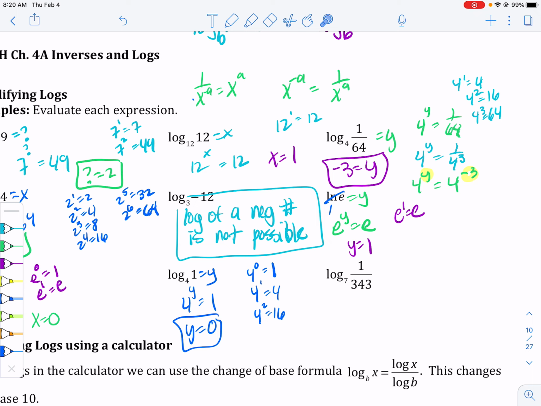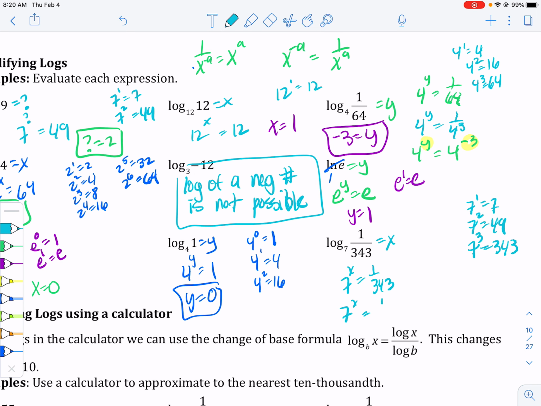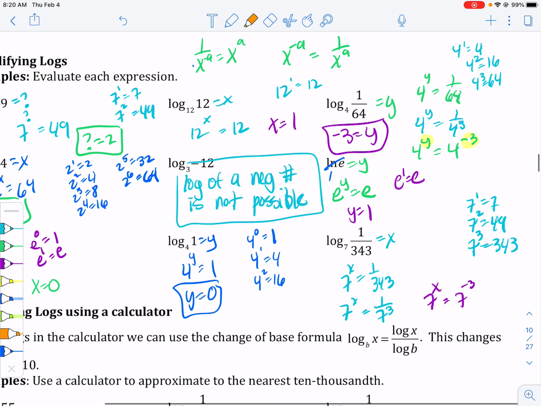Okay, so we're going to look at our powers of 7. I'm going to do 7 to the x equals 1 over 343. So 7 to the first is 7, 7 to the second is 49, and then 7 cubed, I have to use my calculator because I don't have that memorized, is conveniently 343. So that means that this is really 1 over 7 cubed. Well, I can move this 7 cubed that's in the denominator to the numerator if I make the exponent negative. So I can do 7 to the x equals 7 to the negative 3, and that means that our x is negative 3.